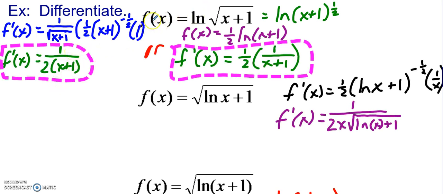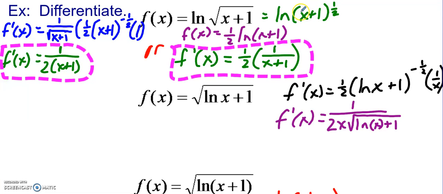All right, so the first one here, f of x equals ln root x plus 1. We first want to think about this as the natural log of x plus 1 to the 1/2. So the two ways in which we can approach this is I can just leave it in this form, and then I can do my chain rule.